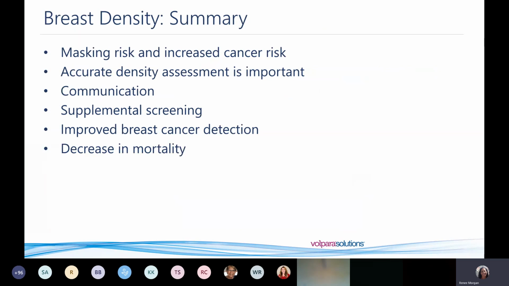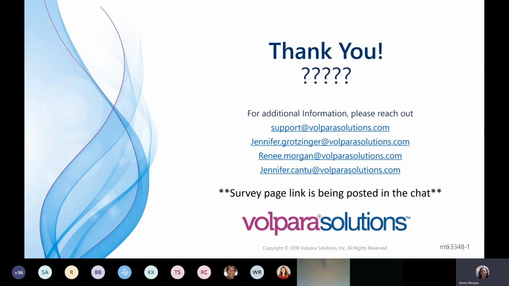And in summary, knowing a woman's breast density, accurately identifying that density for a patient, is very important so that we know the masking risk, we know the increased cancer risk. Knowing that information is one thing. We have to properly communicate that and educate our patients so we can get the right people to supplemental screening, so we can have improved breast cancer detection, and that will result in decreased mortality, which is what our goal of screening is. So thank you so very much.